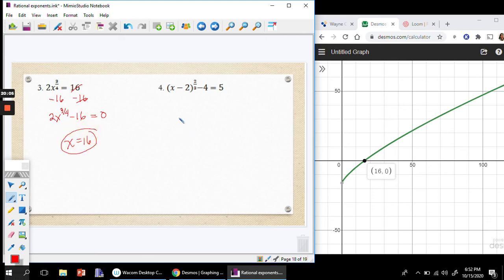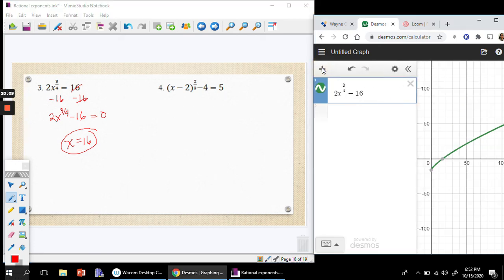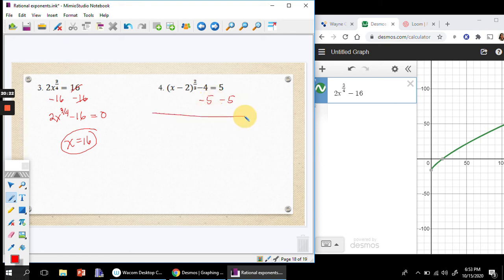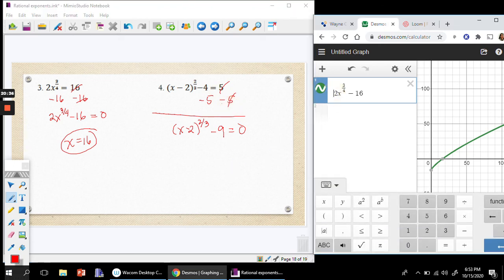Okay, number 4. Number 4 is (x minus 2) raised to 2/3 minus 4 is equal to 5. So again, let us change this to standard form. We have to make this equal to 0. So to do that, you have to subtract this by 5. So that will be (x minus 2) raised to 2/3, negative 4 minus 5 is negative 9, equals 0. This is already 0. Okay, then you type that into Desmos.